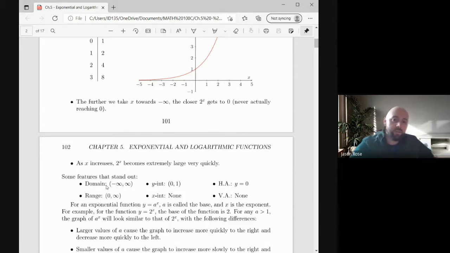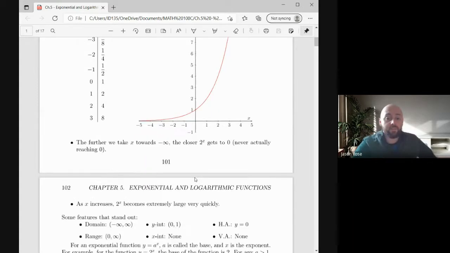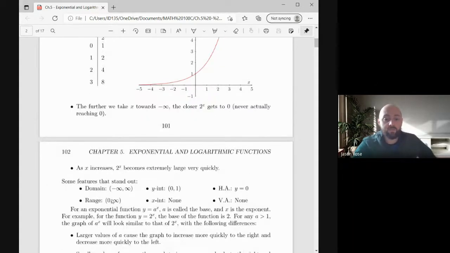For the range, well, you can just look at the graph. As we talked about already, it's never going to get down onto the x-axis. It's never going to go below the x-axis either. So 0 won't be in the range, because you can't actually reach 0. You just get close to it, but never actually get there. You're never going to go negative. So the range is everything from 0 to infinity, but not including 0.